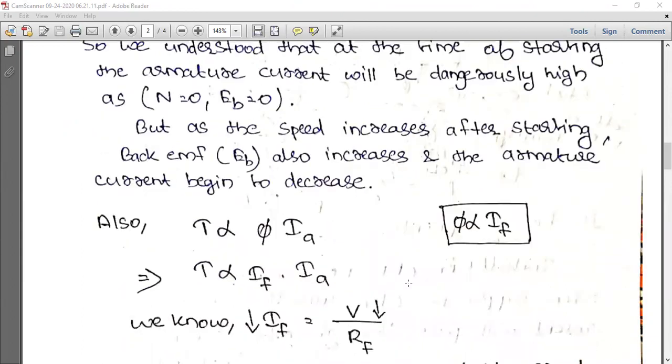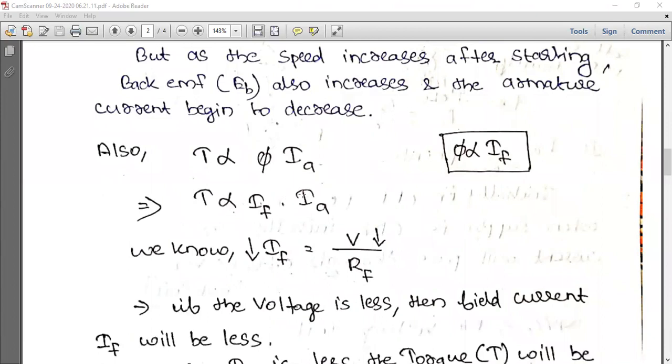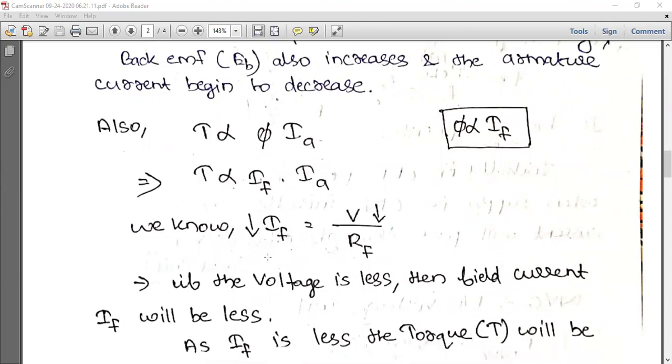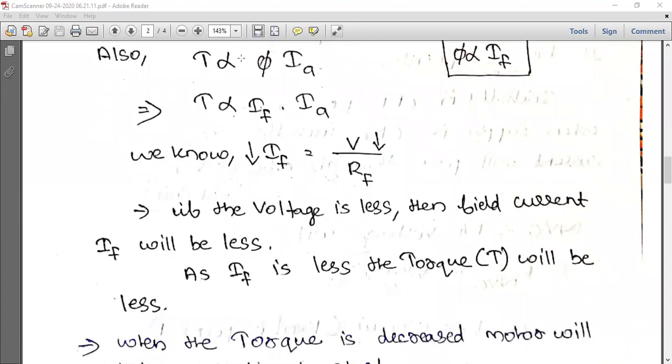And another equation we are familiar with is T is proportional to flux into Ia, and also you know that for a shunt motor, the flux depends upon the field current, the field winding. So we can write T is proportional to If into Ia. So in the beginning, if you are giving a reduced voltage and the voltage is being increased gradually, then as the voltage decreases, the field current If also decreases. If the voltage is less, then the field current If will be less. So if the If is less, then the torque T will be less. All comes from this equation.